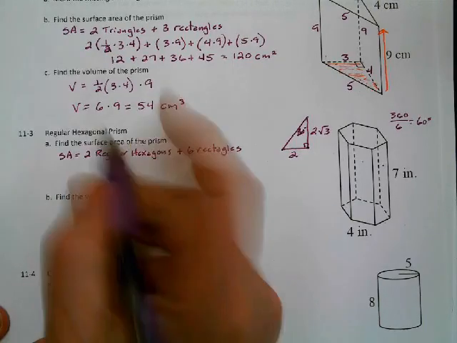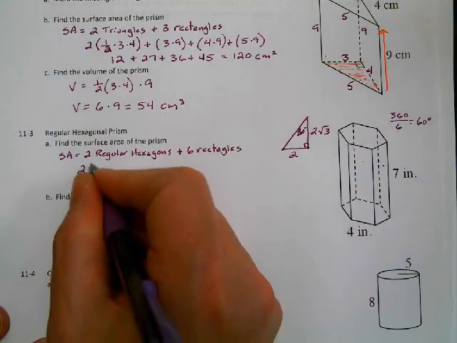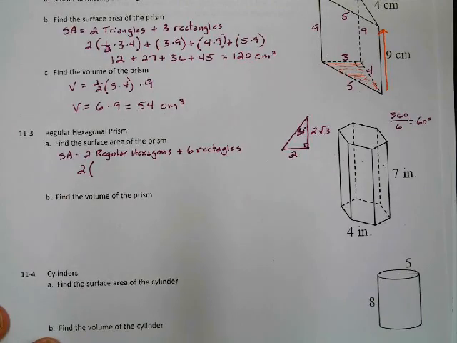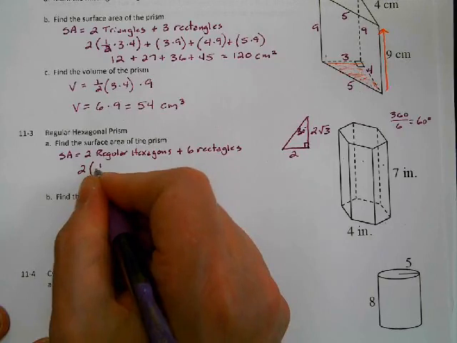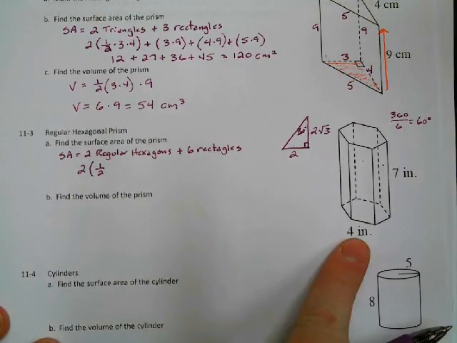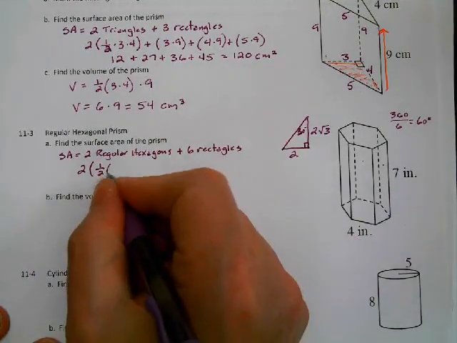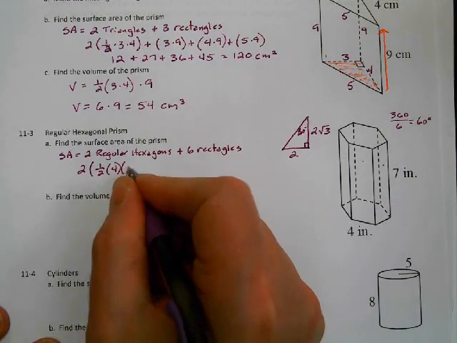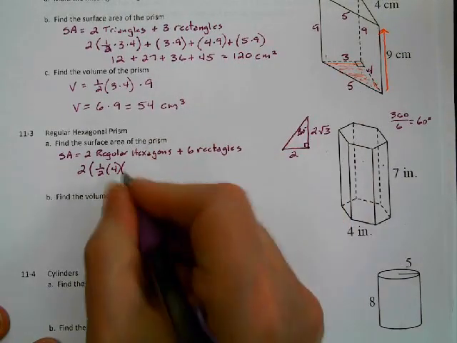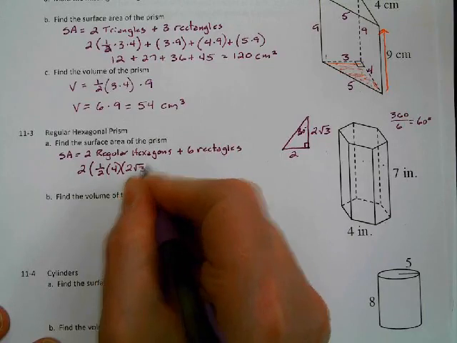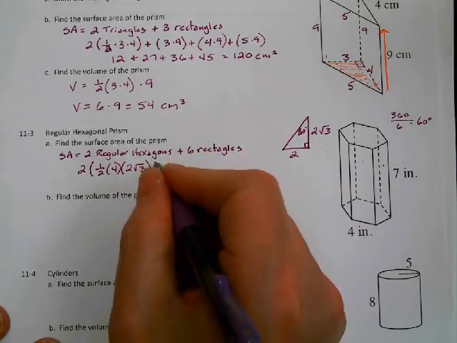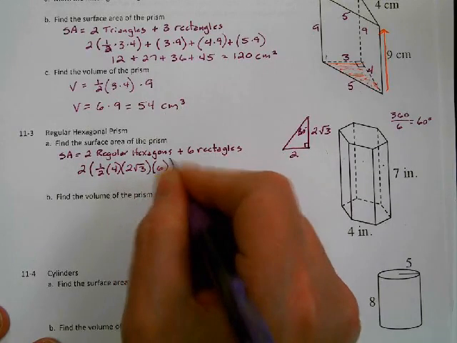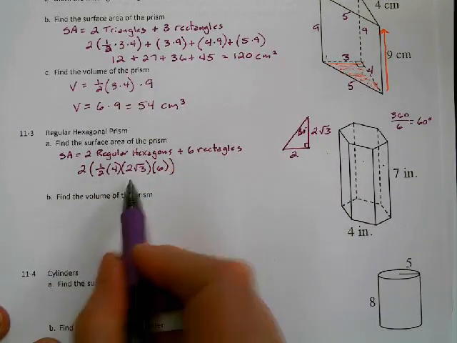I'm now ready to write my regular hexagon area. There's 2 of them. And the formula for a regular hexagon that we talked about earlier was 1/2 the side length, which is 4, times the apothem, which we just found out was 2 root 3, times the number of sides. It's a hexagon. There's 6 sides. All right, so there's 2 of those. This is the area of the regular hexagon here.